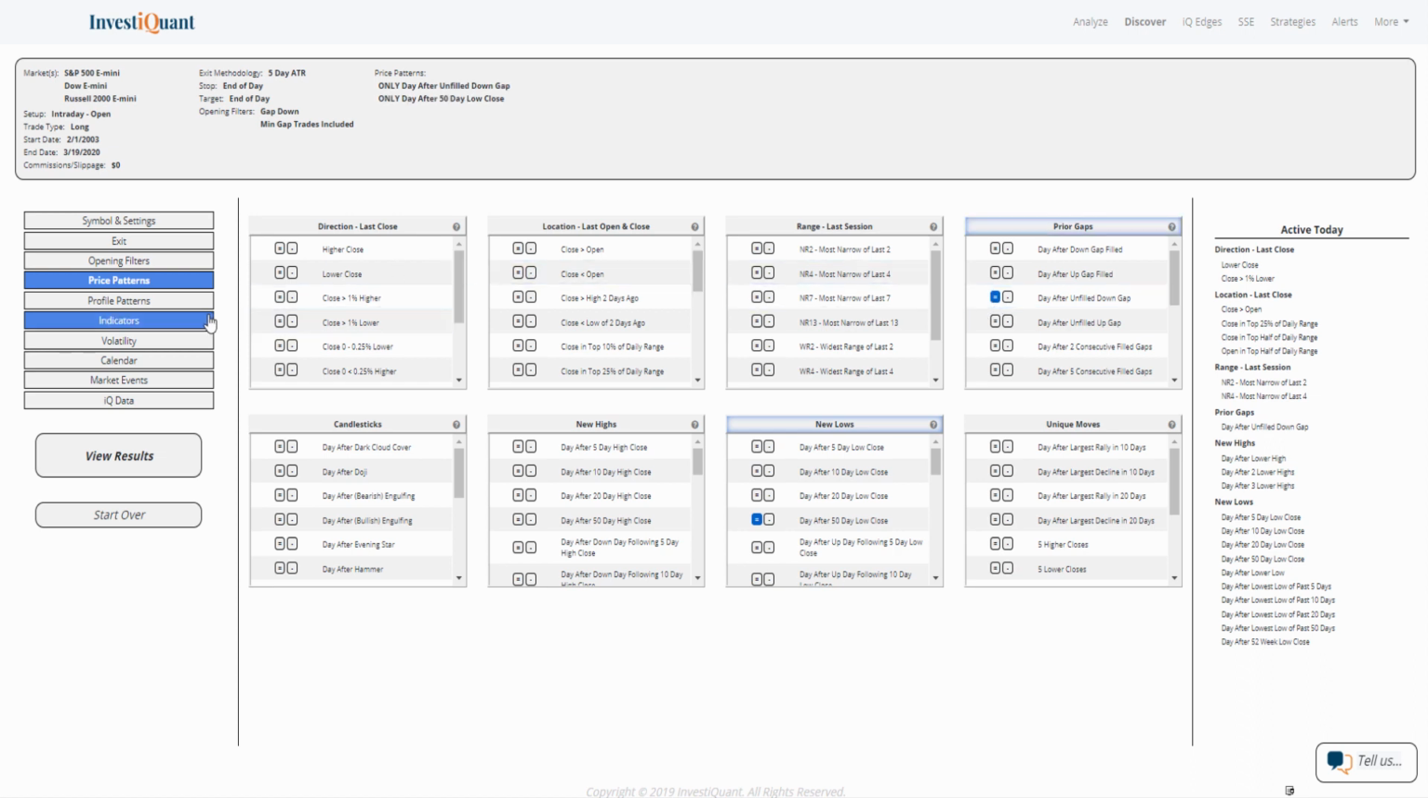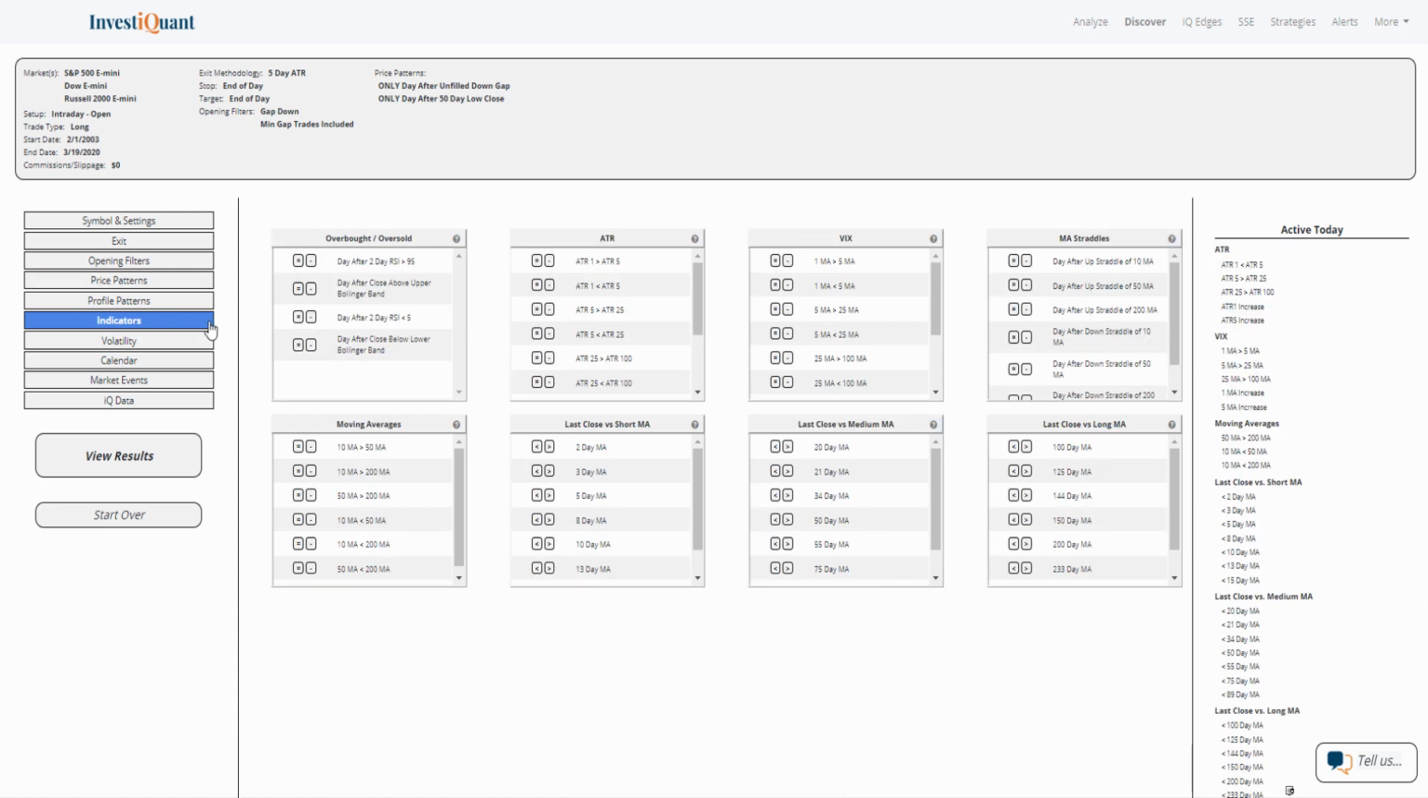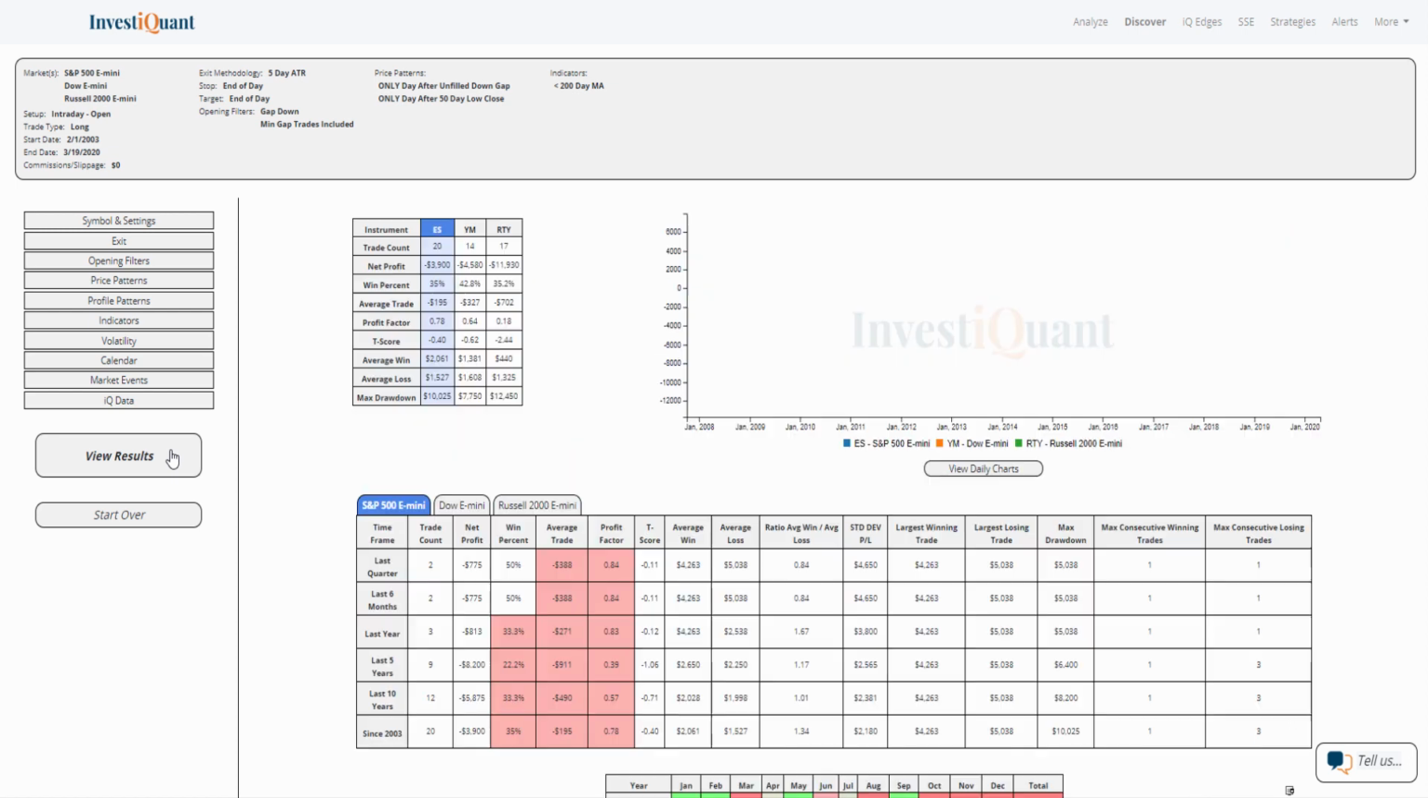Lastly, I'm going to put this under a 200-day moving average. Most of the time when you're getting 50-day low closes, they are under the 200, but not always. So we're just going to make sure that we have that selected there. So this is happening in a bit more bearish environment. And lastly, I'm going to hit view results here and see what the results are.